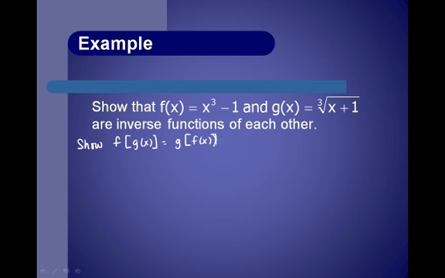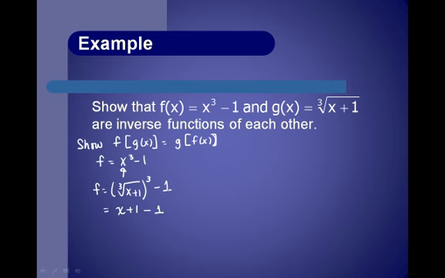of x. Well, remember, f of g means we start with our f function, which is x to the third minus 1. And we're going to go in, and everywhere we had an x, we're going to substitute g of x. So that means the f function is going to be the third root of x plus 1 to the third minus 1. Well, the third root of x plus 1 to the third power is just x plus 1.